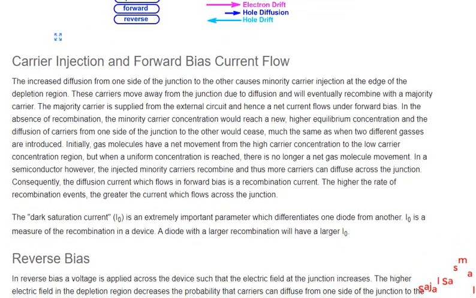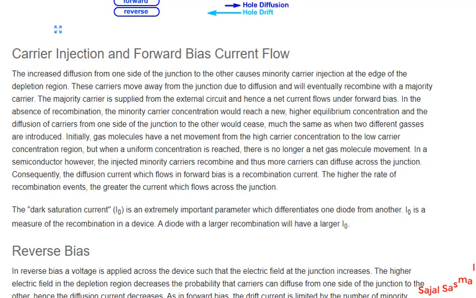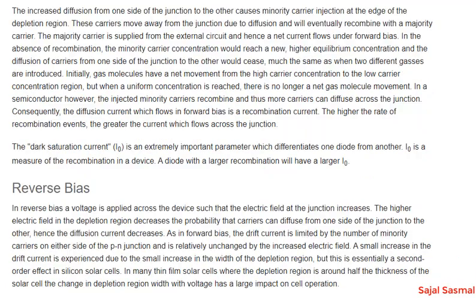In the absence of recombination, the minority carrier concentration would reach a new, higher equilibrium concentration and the diffusion of carriers from one side of the junction to the other would cease, much the same as when two different gases are introduced. Initially, gas molecules have a net movement from the high carrier concentration to the low carrier concentration region, but when a uniform concentration is reached, there is no longer a net gas molecule movement. In a semiconductor, however, the injected minority carriers recombine and thus more carriers can diffuse across the junction. Consequently, the diffusion current which flows in forward bias is a recombination current. The higher the rate of recombination events, the greater the current which flows across the junction.